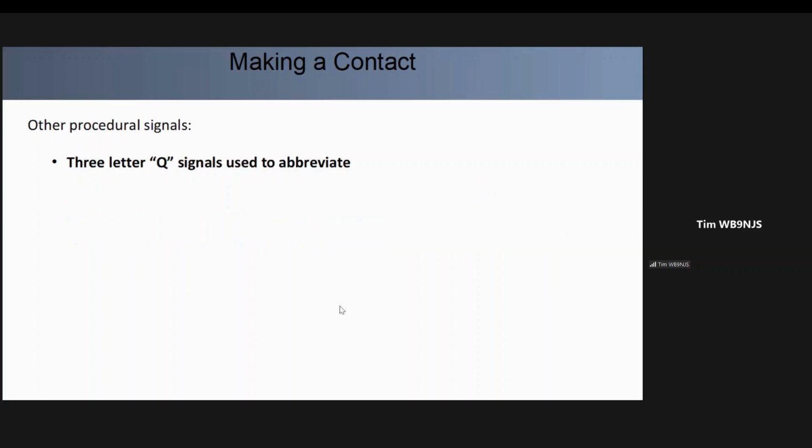Okay, another quick shortcut here. In addition to CQ, which is considered a procedural signal or prosign, there are some other procedural signals commonly used by amateur operators. These include a whole series of three-letter abbreviations that start with the letter Q. Most of these were developed for CW as a quick shorthand. Two that are on the test.